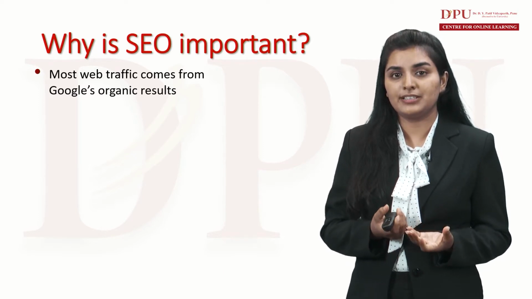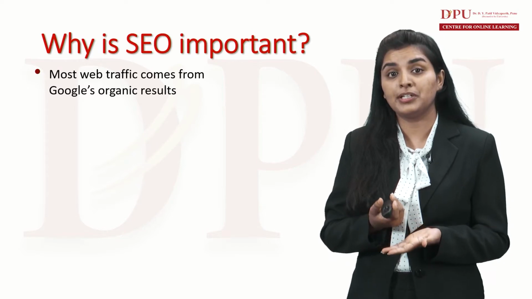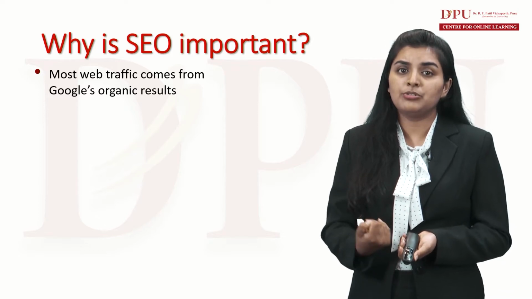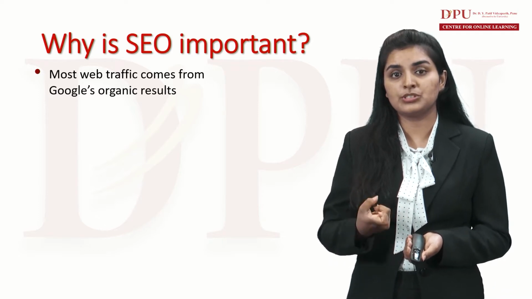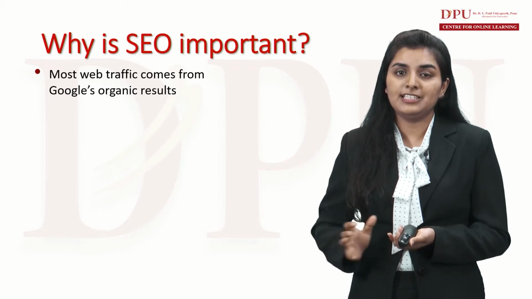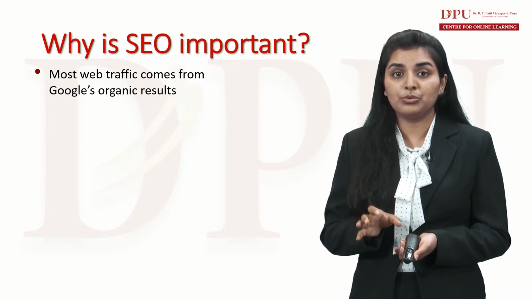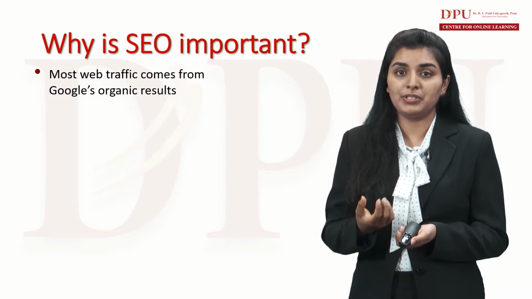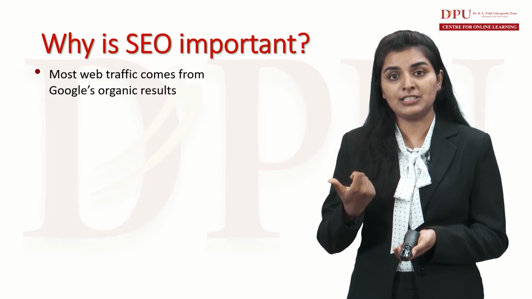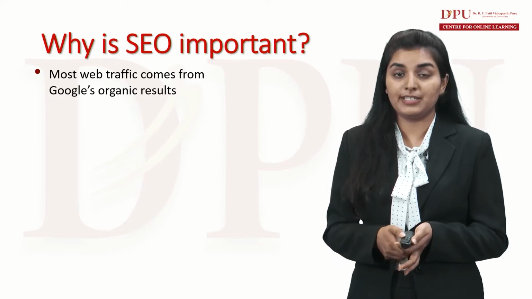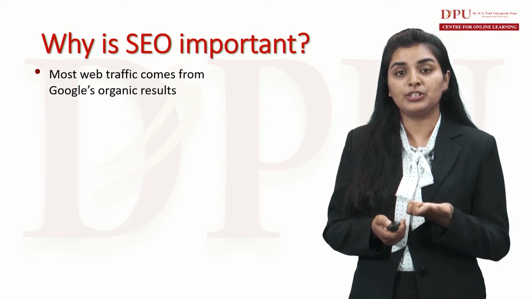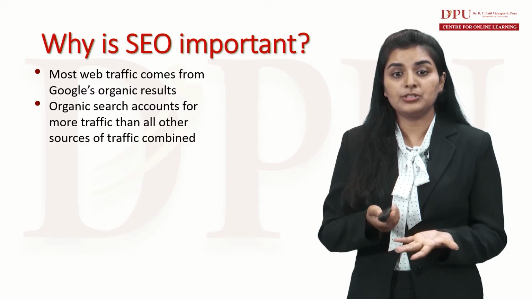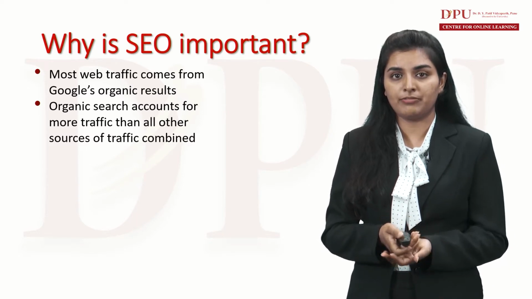Now, why are we talking about search engines and why are we talking about Google? Well, it is because all the other search engines that I have mentioned right now do not even contribute 10% to the total traffic, right? Majority, 90% of the people, are using Google as their preferred search engine, yeah? And we would see that most of the traffic comes from Google organically, provided you do your search engine optimization well and aligned with the website of your organization. Organic search accounts for more traffic than all other sources of traffic combined, right?